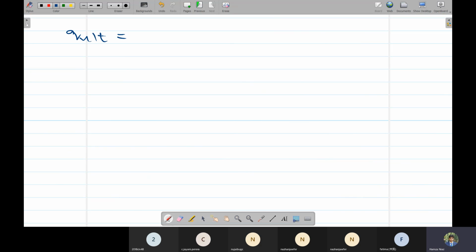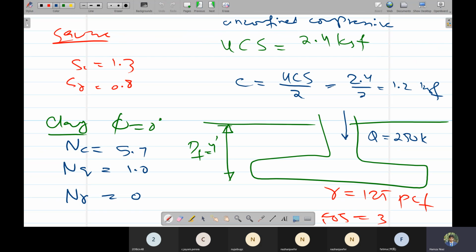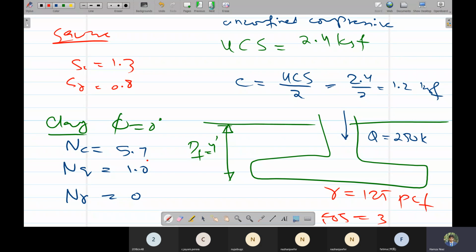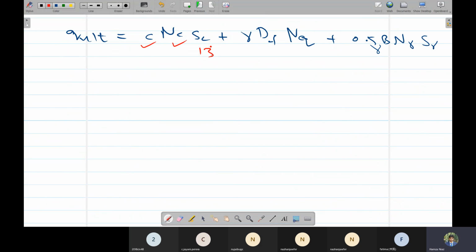Q ultimate is equal to c Nc Sc plus gamma Df Nq plus 0.5 gamma B N gamma S gamma. This one 0.5 gamma B N gamma. So we know the C value, UCS by 2. We know the Nc value 5.7, and we know the Sc value 1.3. So C value was 1.2, 5.7, 1.3, and gamma Df and Q.